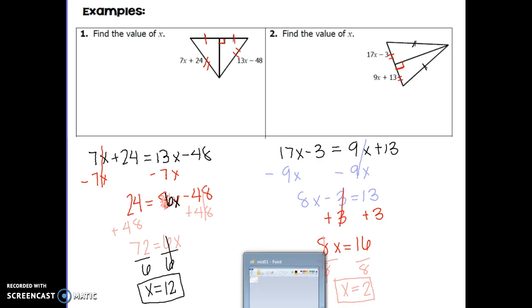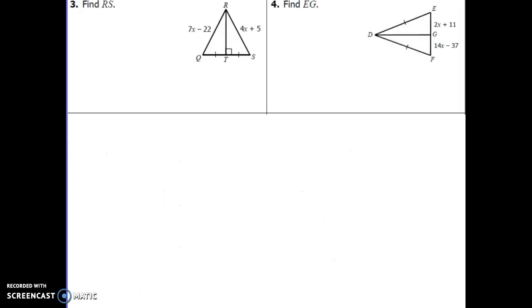Let's move on to 3 and 4. So, for numbers 3 and 4, I do want you to pause this video and give them a shot by yourself, and then come back and see what we get together. So let's pause this video right now and give it a shot. We should have tried to find 3 and 4 by ourselves, so let's check that out.